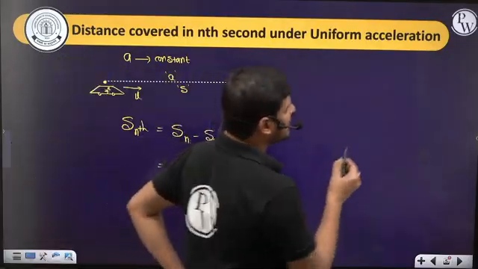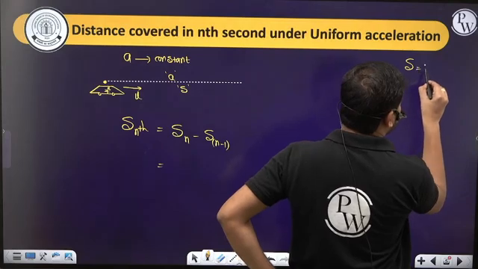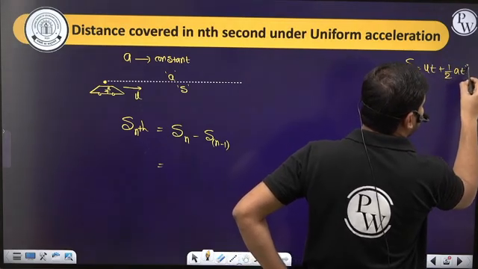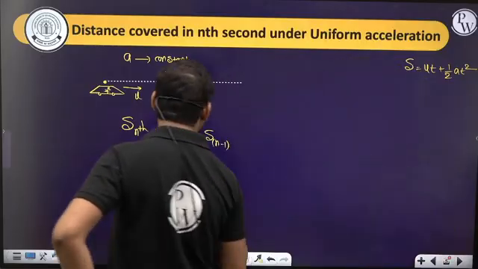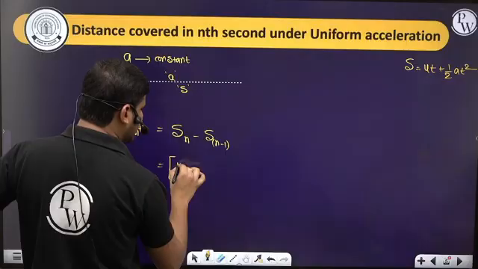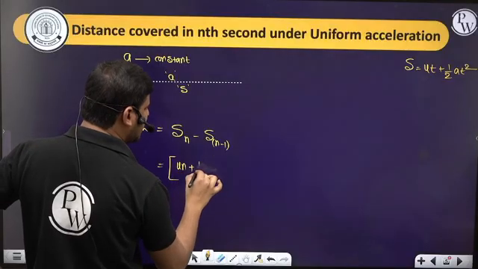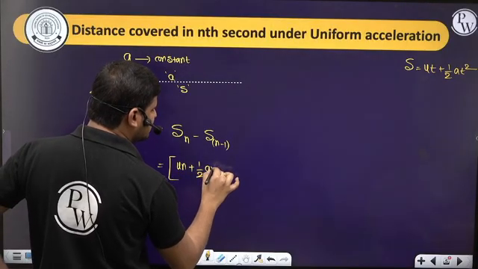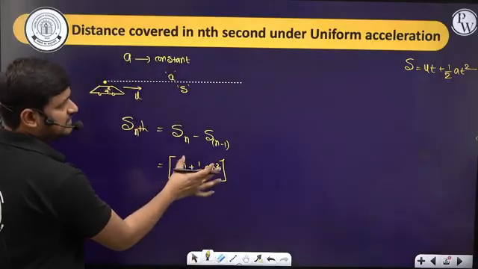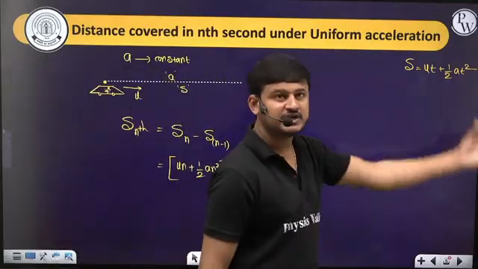You know that the S formula is ut plus half at square. Just understand carefully. In n seconds, in place of t, simply substitute n. So it is un plus half an square. In place of t, we substituted n.